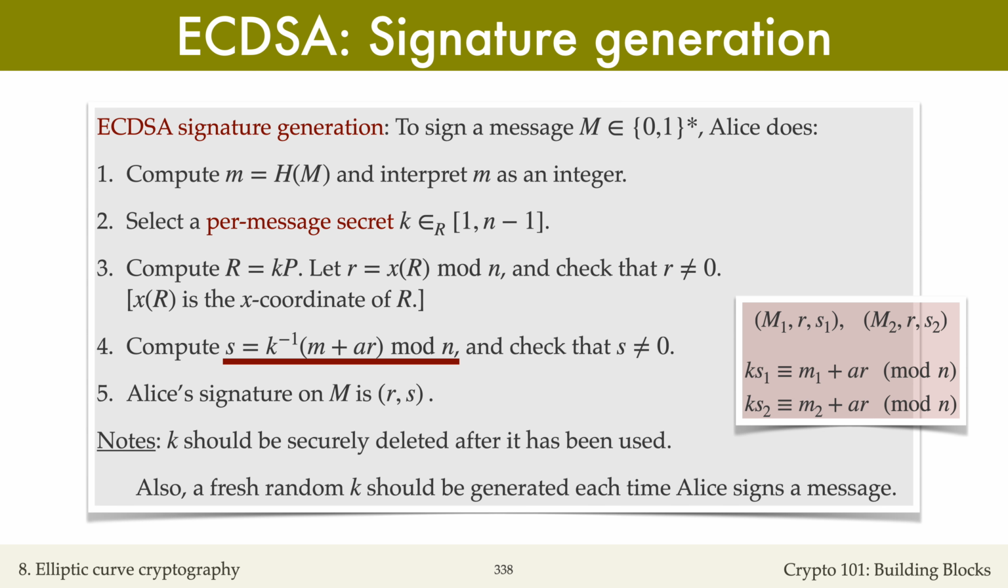Looking now at the signature equations, we see that the only unknowns to the adversary are k and a. So these two signatures give the adversary two linear equations in the two unknowns k and a.